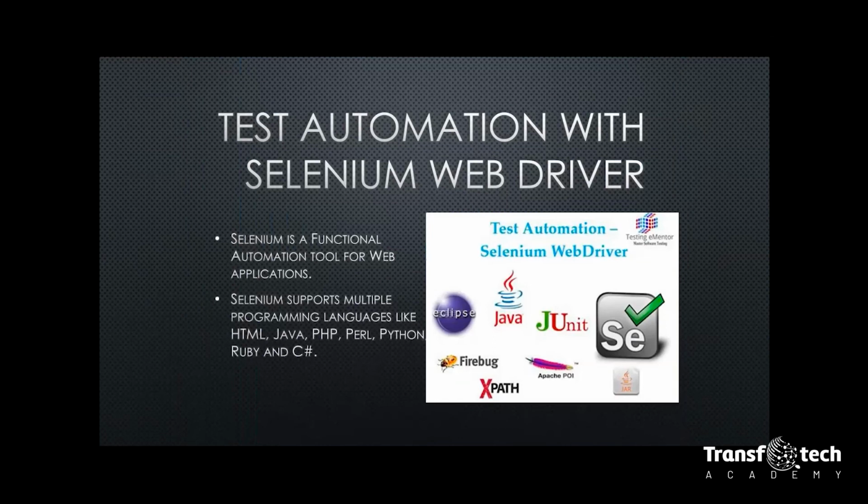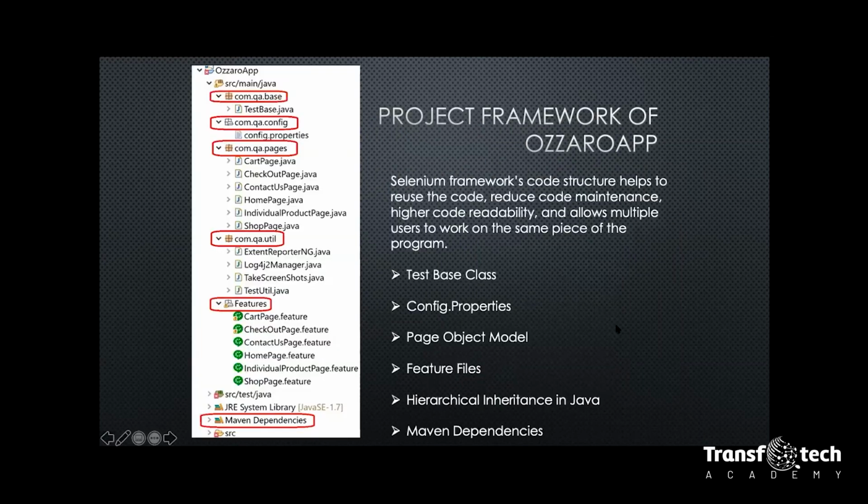Here, Selenium is a functional automation tool for web applications. Selenium supports multiple programming languages like Java, PHP, Perl, Python, Ruby, and C#. The Selenium framework's code structure helps us reuse the code, reduce code maintenance, get higher code readability, and allows multiple users to work on the same piece of code.